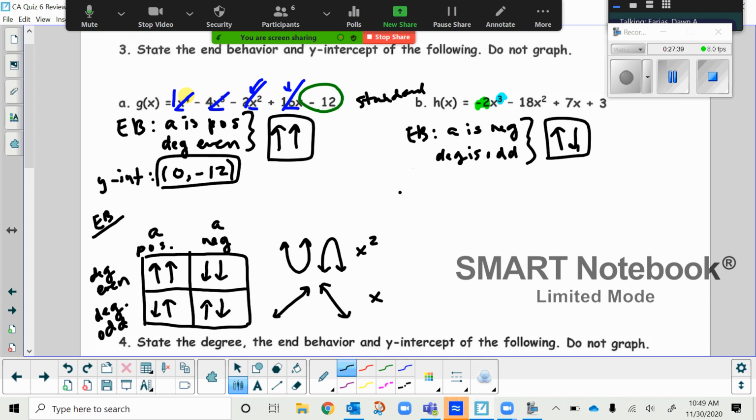And then the y-intercept is super easy on this problem. Parentheses 0, comma 3. On standard form, the constant is your y-intercept because the x is equal to 0, and it would make every one of those terms that has an x in it just make it go away.